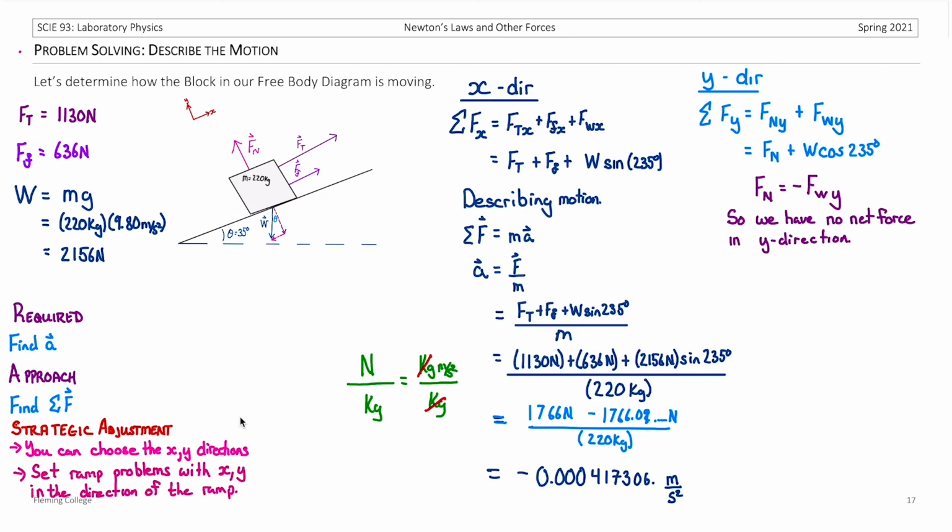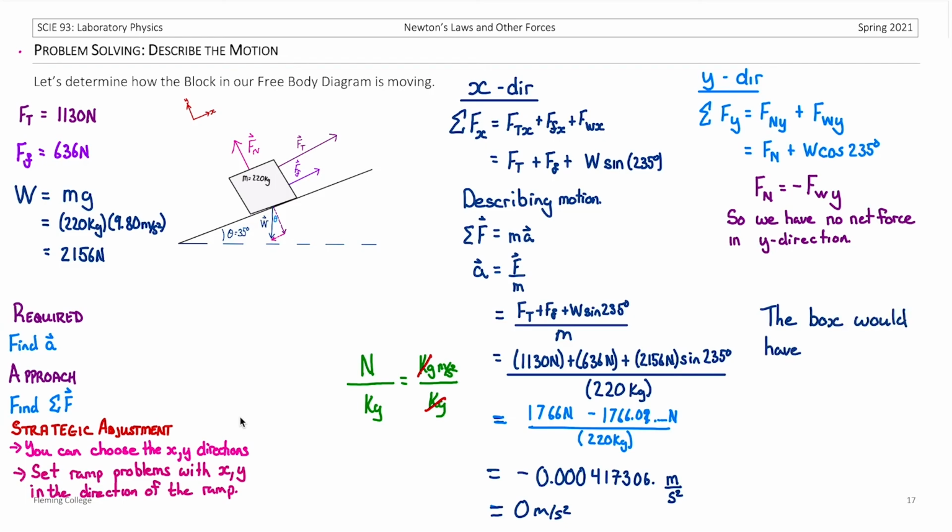downhill, which makes sense because the box has a very large component in that direction from its mass, and the tension itself is not enough to offset that weight. So the friction here is actually helping the person stop the box from sliding down the ramp. The only thing we have left to do to complete the problem is to round to say that this is 0 meters per second squared.